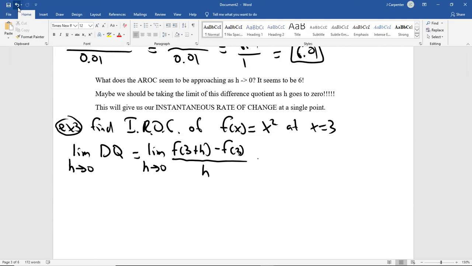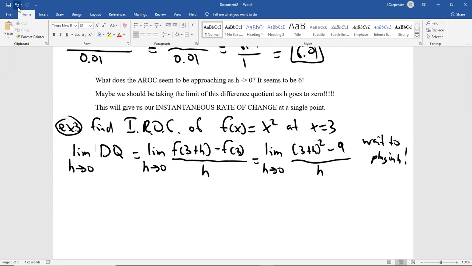So f of 3 plus h, this would be the limit as h goes to 0 of (3 plus h) squared minus, when we plug in 3 to the function, that's 9. We already know that f of 3 is 9, because we're just squaring the input. And then over h. Now, if you try to plug the 0 in right now, it's going to make the bottom 0. 3 plus 0 is 3, 3 squared is 9, 9 minus 9 is 0. You get 0 over 0, which is indeterminate. You have to wait to plug it in.